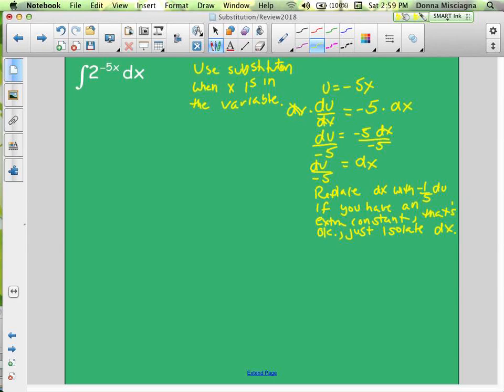All right, so now we're going to keep the 2, right? Wasn't the problem, it's the negative 5x, right? Because there's a variable in the exponent. So we're going to replace the negative 5x with a u. So now we have 2 to the u. And now we need to multiply by negative 1/5 du. Anytime you have a constant, that can go in front of the integral, all right? So constants can be in front of the integrals. And I should say constant multipliers, excuse me.